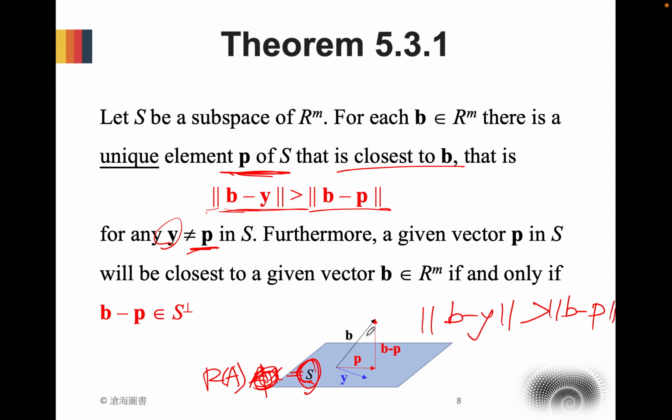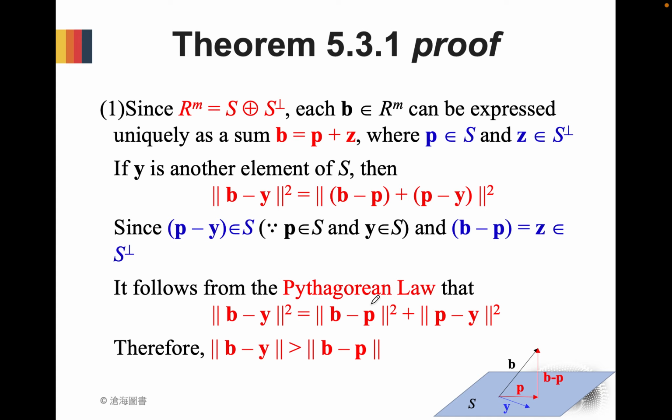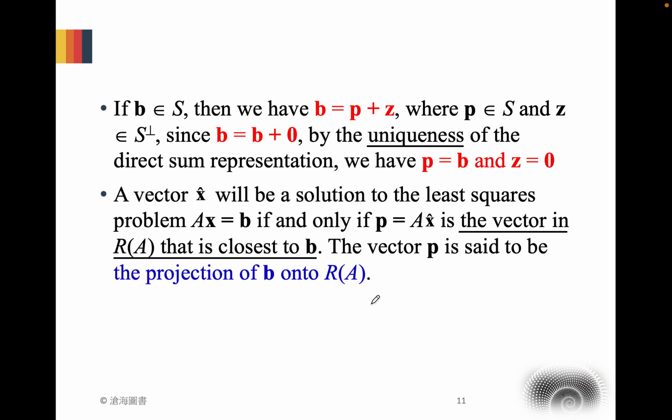And the residual, or the error, is calculated by B minus P, which is actually in the orthogonal complement of the subspace S. So B minus P is in the orthogonal complement of S. So we can see here, actually P and B minus P will be orthogonal. Okay, so let's skip the proof.